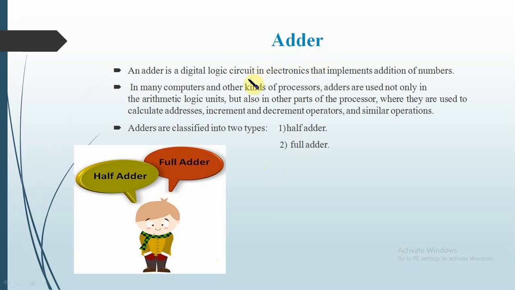The adder is a digital logic circuit in electronics that implements addition of numbers. In many computers and some kinds of processors, adders are used not only for ALU operations, but also in processing, as well as for calculations, increments and decrements, some operators, and similar operations related to that. And it is classified, as we already told, into half adder and full adder.